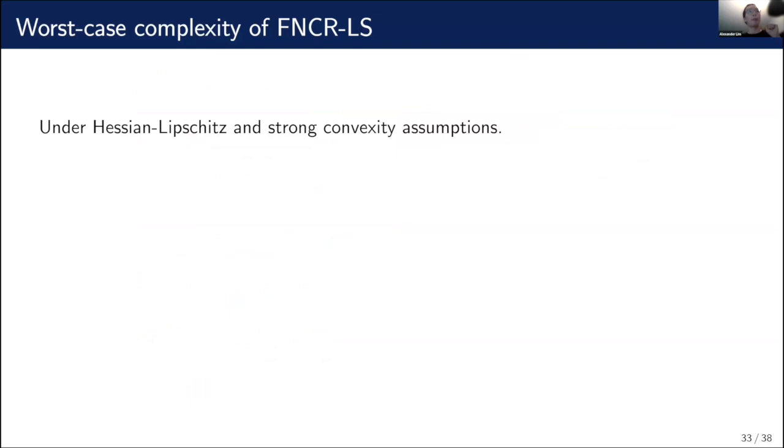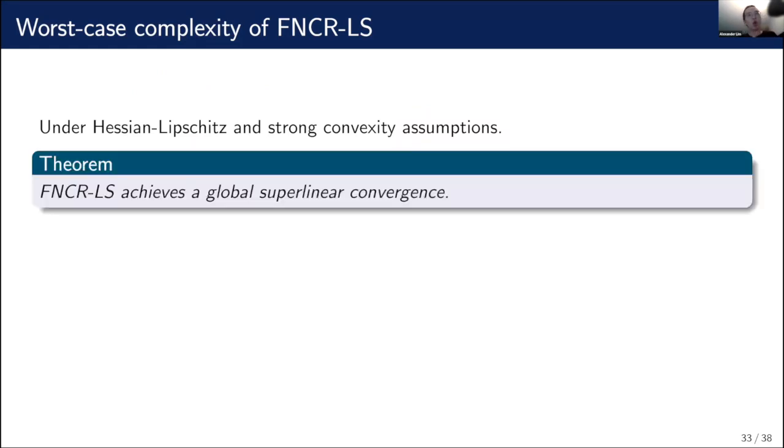Okay, now what about the convergence rate? To obtain a better convergence rate, I changed my assumption to Hessian-Lipschitz. So under Hessian-Lipschitz and strong convexity assumptions, faithful Newton CR attains a global superlinear convergence. Meaning that you start at any point, you will attain a superlinear convergence.